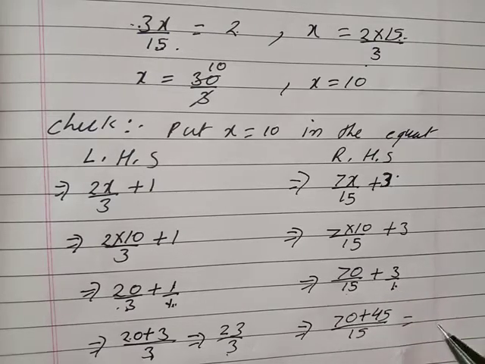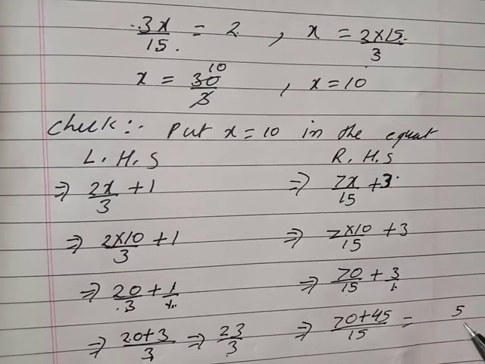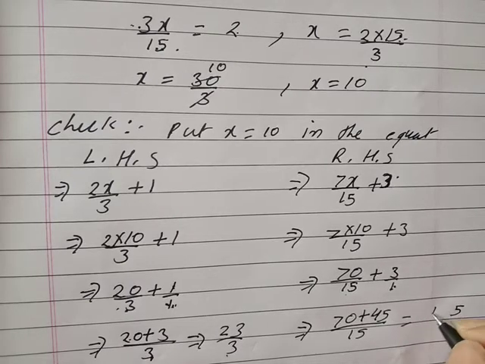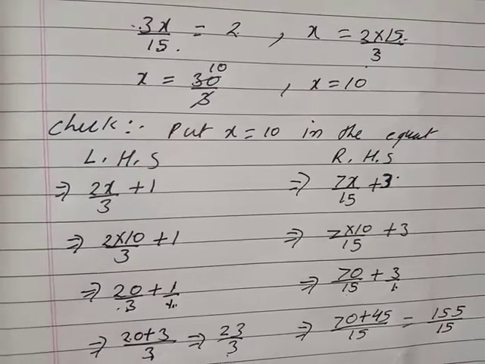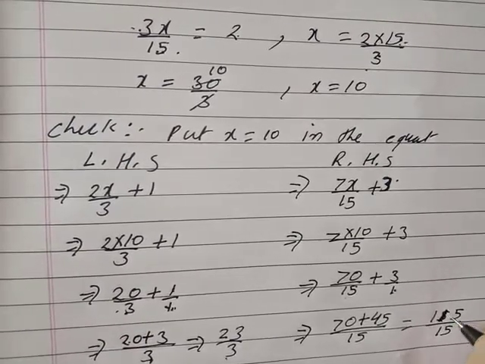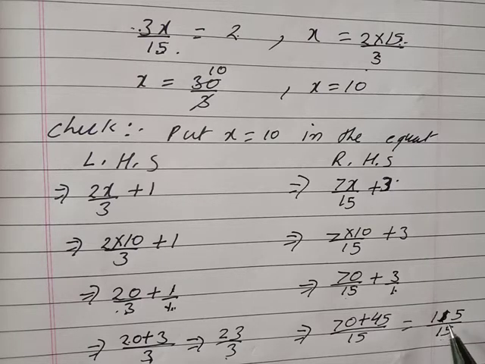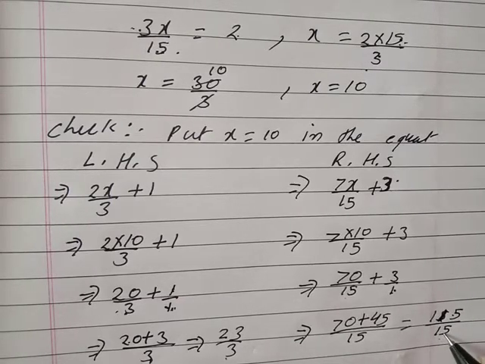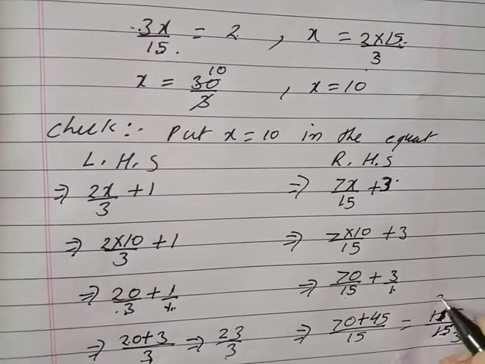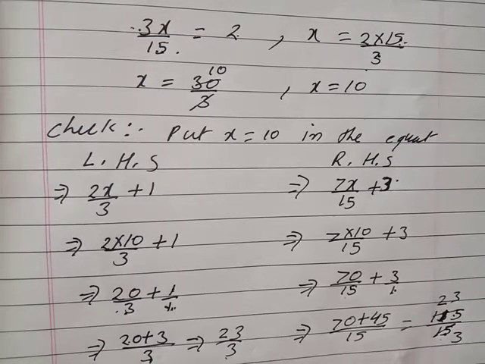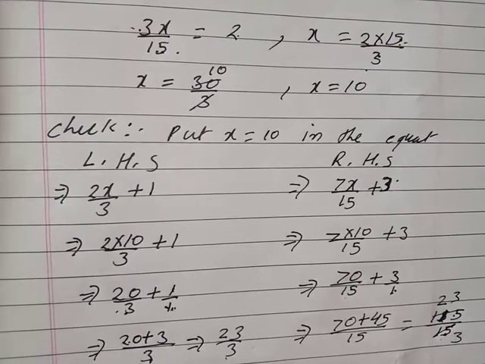So 70 plus 45 is 115 upon 15. We can cancel 115 and 15 both by 5. So 5 threes are 15, 5 twos are 10, and 5 threes are 15. So remaining is 20. The simplest form of 115 upon 15 is 23 upon 3.